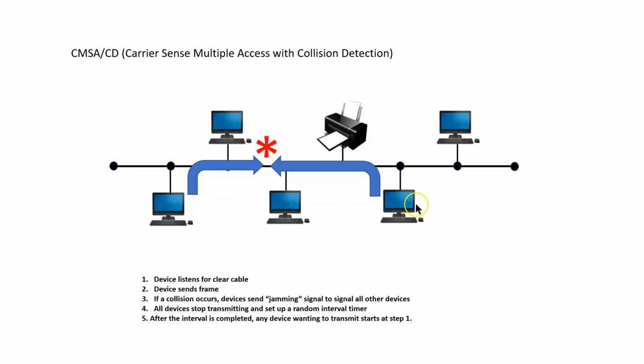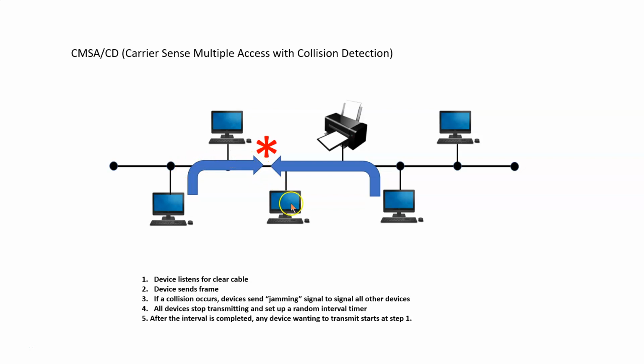Now, it may happen that both of these guys were listening at the same time, and they both thought that it was clear to send, and so they both send the message, and a collision now occurs. If that happens, these computers are going to sense that collision, and they're going to send out a high voltage, just slam this thing. We call that a jamming signal.